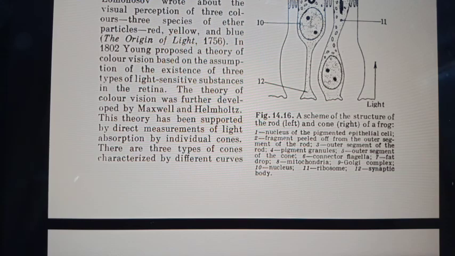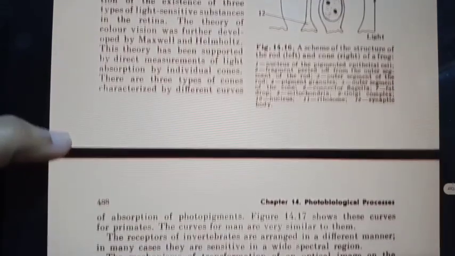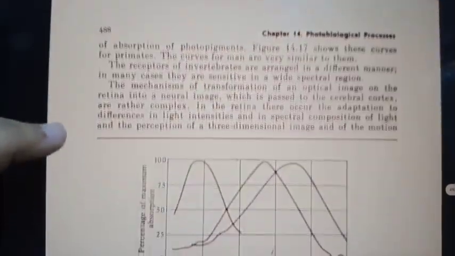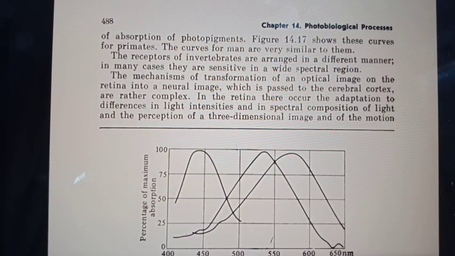There are three types of cones characterized by different curves of absorption of photopigments. Figure 14.70 shows these curves for primates. The curves for men are very similar to them. The receptors of invertebrates are arranged in a different manner. In many cases, they are sensitive in a wide spectral region.